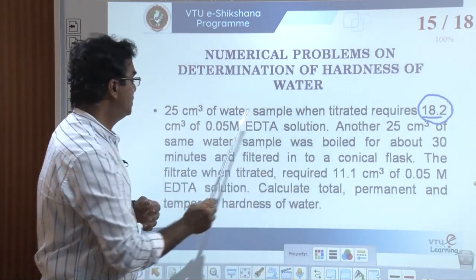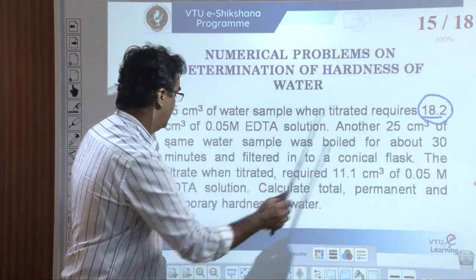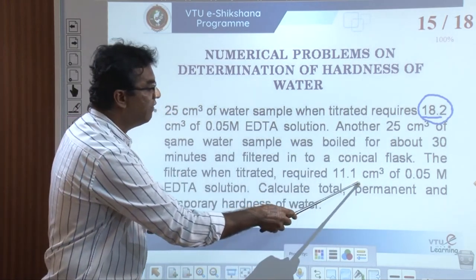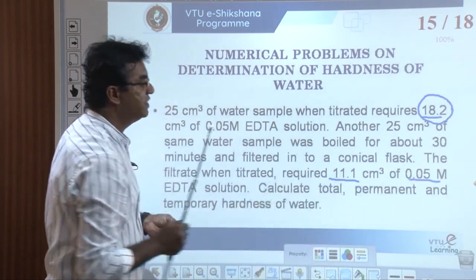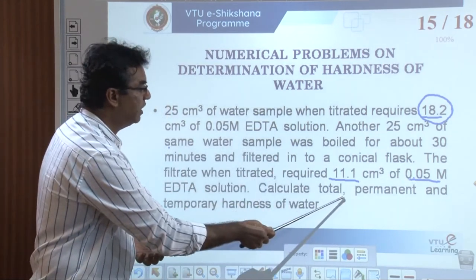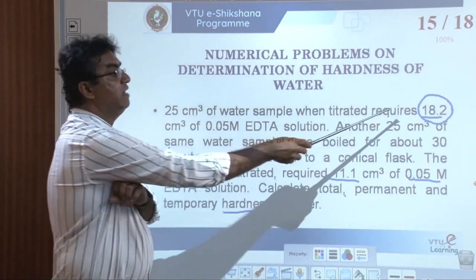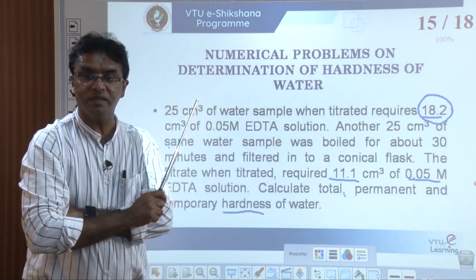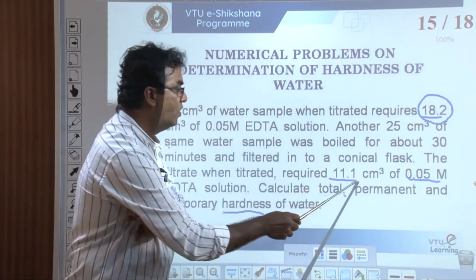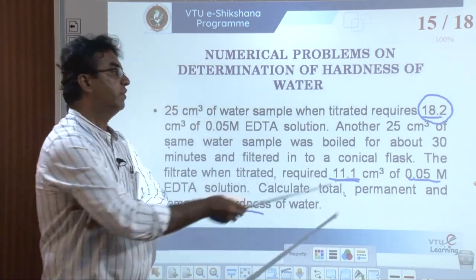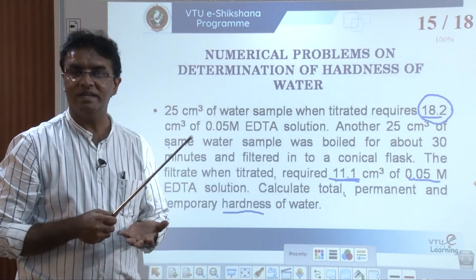Then another 25 cm cube of the same water sample was boiled for 30 minutes and filtered into a conical flask. The filtrate, when titrated, required 11.1 cm cube of 0.05 molar EDTA solution, same EDTA solution. Calculate the total, permanent and temporary hardness of the water sample. Now itself we can understand 18.2 cm cube of EDTA is consumed in the first case, same water sample then boiled for 30 minutes, filtered, and filtrate is titrated against the same EDTA, this time only 11.1 cm cube is consumed. Therefore, 18.2 cm cube is for total hardness and 11.1 cm cube is for permanent hardness.